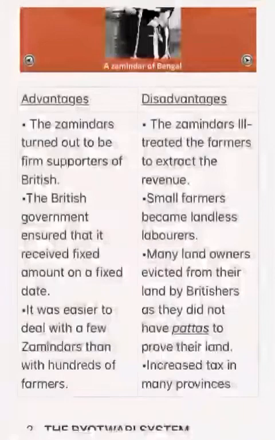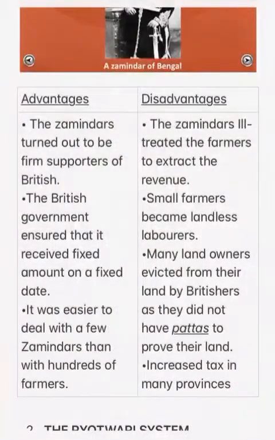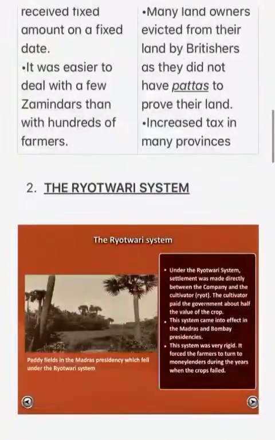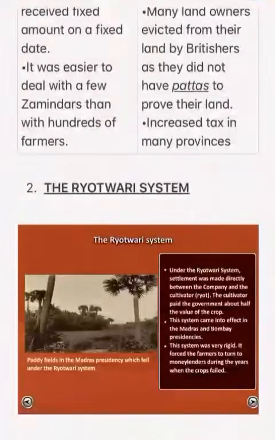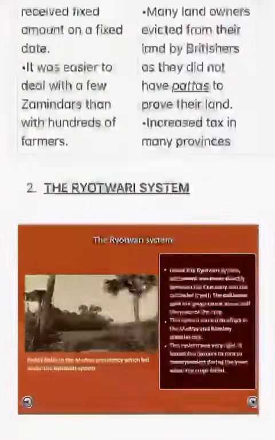Then the last disadvantage is increased tax in many provinces. So the taxes were increased in many provinces. Now the next one is the Rayatwari system. The Rayatwari system was introduced in Madras and Bombay presidencies between 1792 and 1827. The middlemen or the Zamindars were removed.